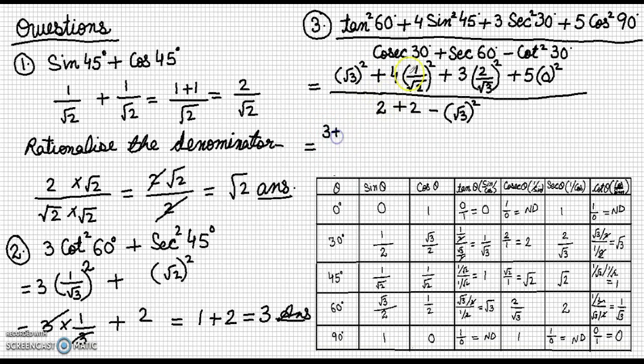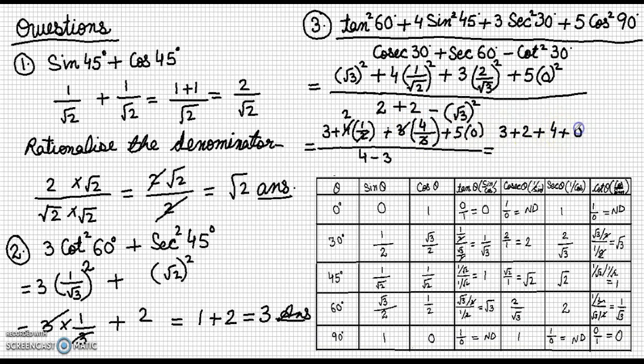So now solve this. Root 3 square is 3, plus 4 into 1 by root 2 square will be 1 by 2, plus 3 into 2 by root 3 whole square will be 2 to the 4th, root 3 into root 3 will be 3, plus 5 into 0 will be 0, upon 2 plus 2, 4 minus root 3 square is 3. So in the numerator 2 gets cancelled with 4 and we get 3 plus 2 plus 4 plus 0 upon 4 minus 3 which is 1, and then finally after adding 4, 3 and 2 we get 9 as the answer.